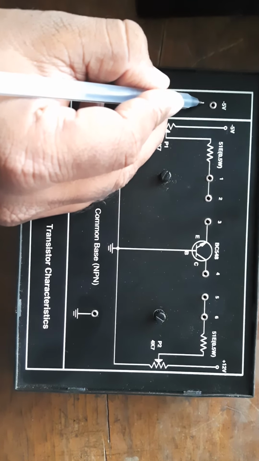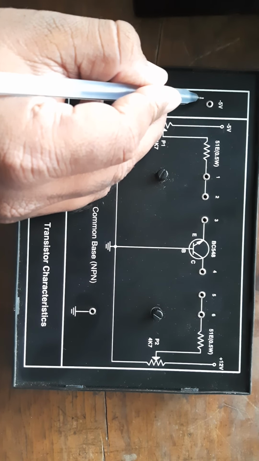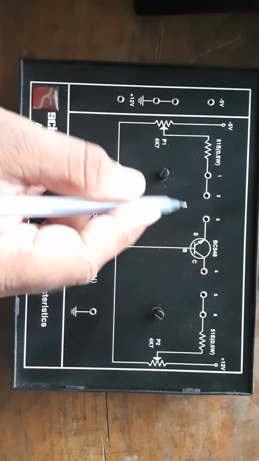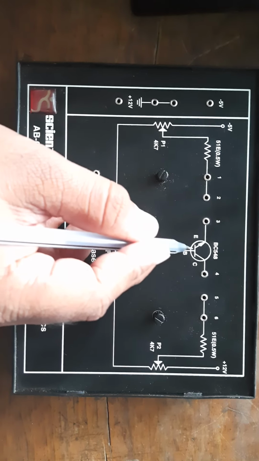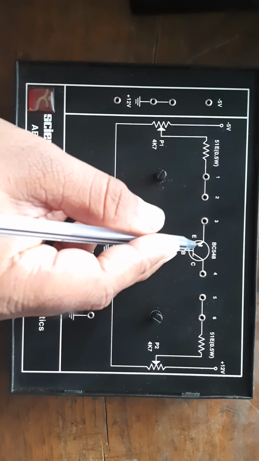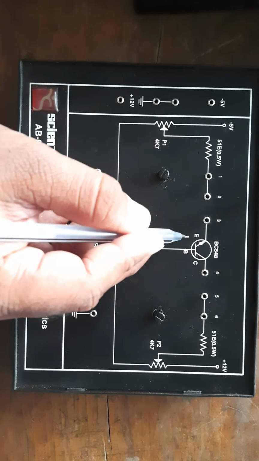So we need a -5 volt supply for making this EB junction, EB means NP, forward biased. The same way we have to provide 12 volt, because this is PN, and we have to make this a reverse bias. So N is connected with the positive terminal. For that we connect 12 volt here and ground here. So this portion becomes reverse biased.